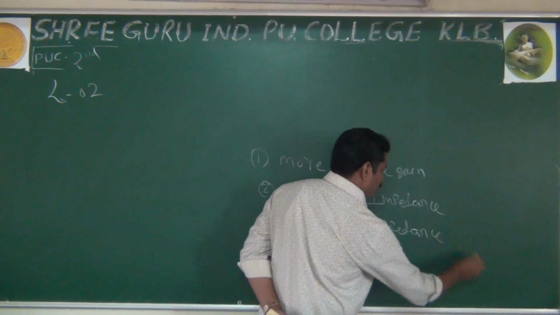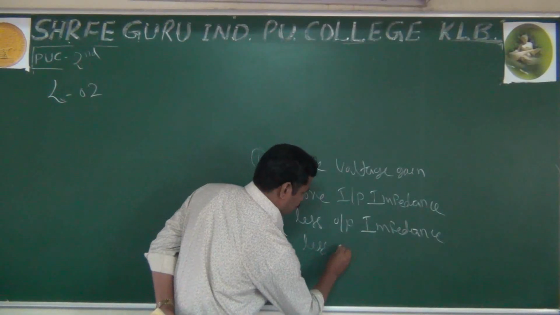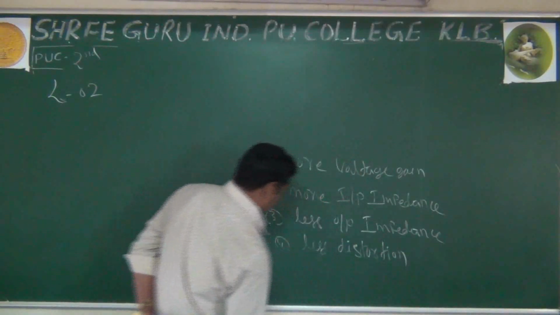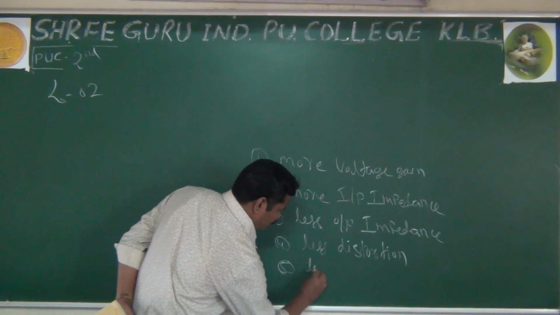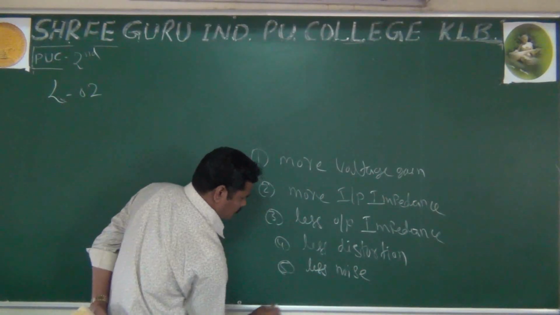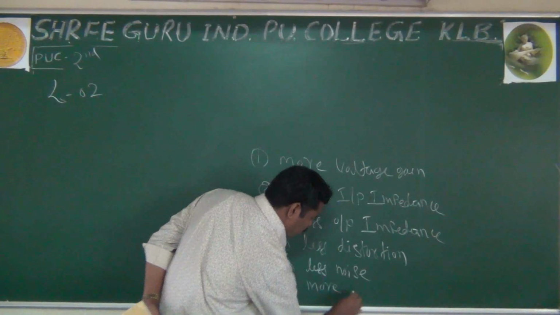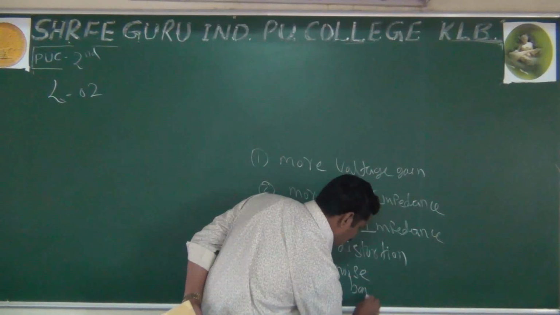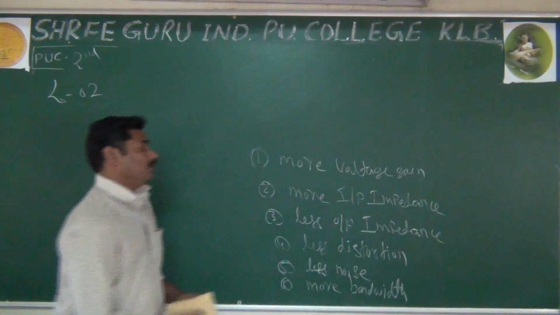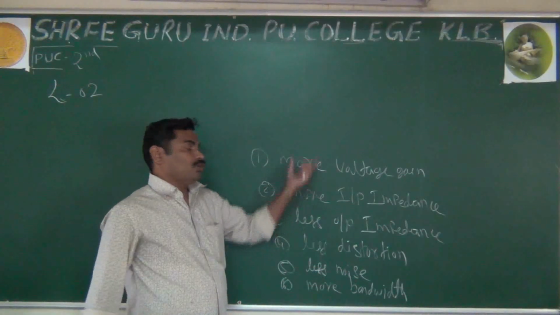And also we want very low distortion. And also we want very less noise. And also we want more bandwidth. These are the important parameters of an amplifier. All these parameters are satisfied by our op-amp.